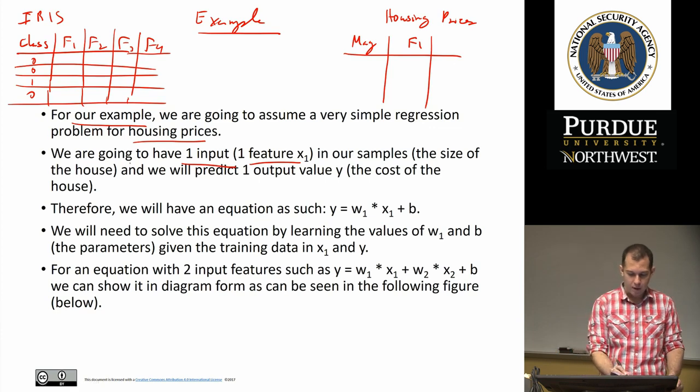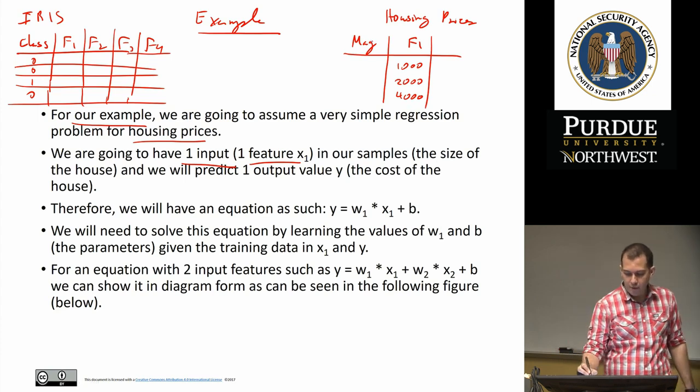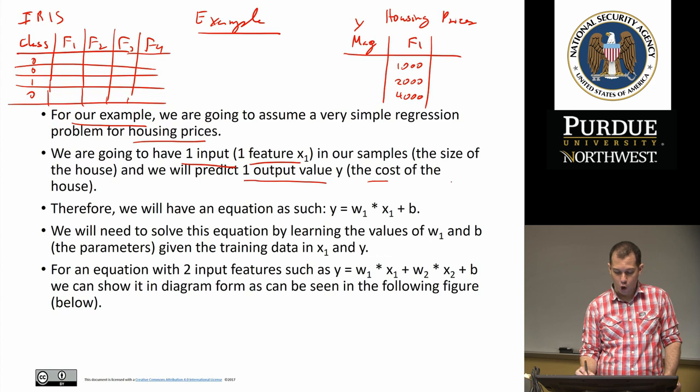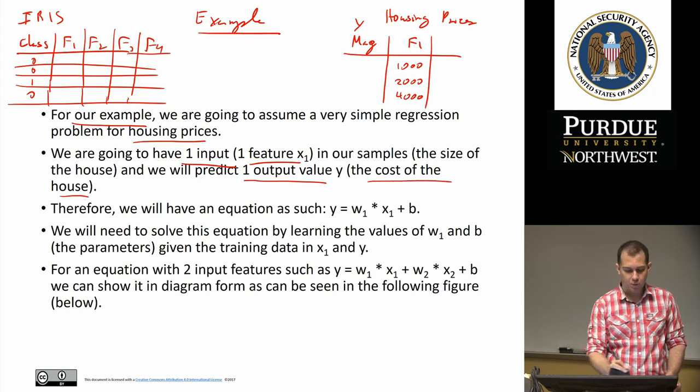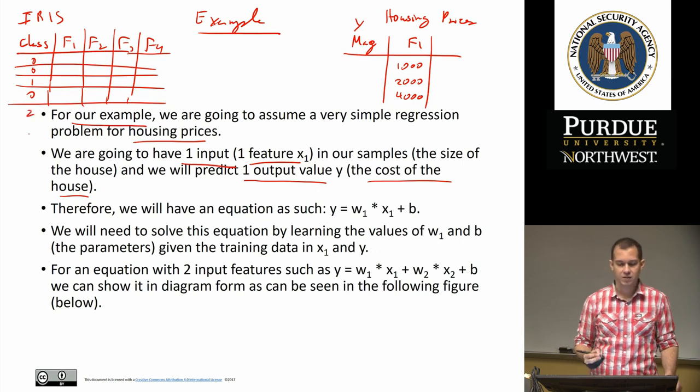We are going to have one input feature X1 in our samples, which is going to be the size of the house. We're going to say that a house is so many square feet. So 1,000 square feet, 2,000, 4,000 square feet, etc. Those are the inputs, and then the predicted value, the y, will be one output value, which is the cost of the house. As you can see, this will not be like with Iris, where it's one of three categories. Instead, this can be any value.